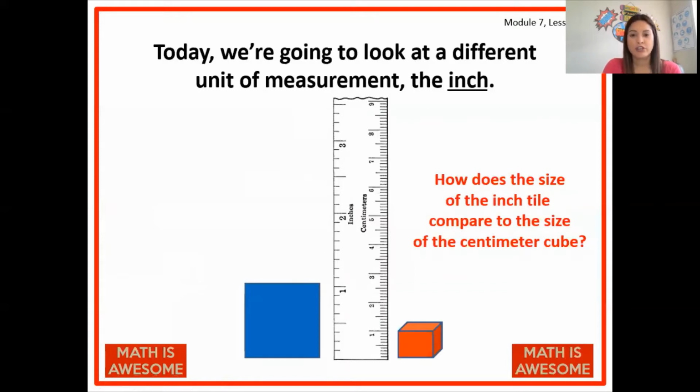This was a centimeter cube. The red one is a centimeter cube. The blue one is the inch tile that we would use for our arrays in module 6. So I want you to remember how those two looked. And I want you to tell me, how does the size of the inch tile compare to the size of the centimeter cube? What do you think? Look at the picture and tell me, how do they compare? What do you think?